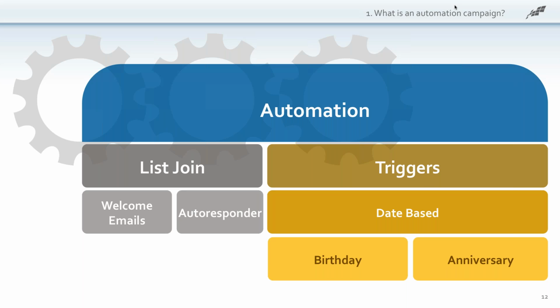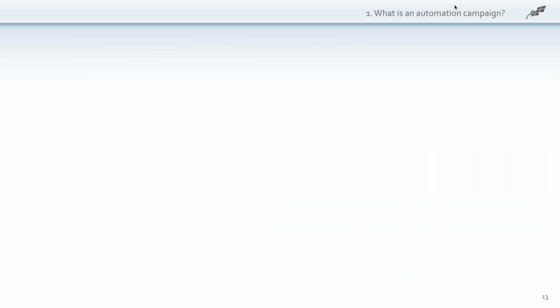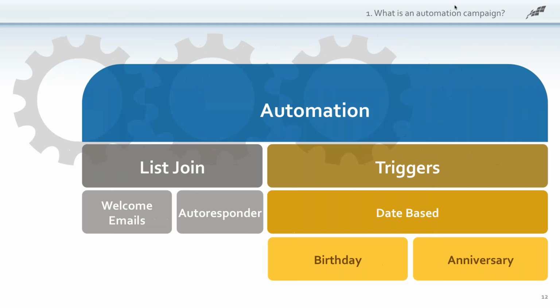So how does it work? Okay. So the most common way is, let's go back, the most common way is that they're going to join your list, right? And when they join your list here on the left side, they're going to get a welcome email. Always get a welcome email. We've set it up that they'll get a welcome email. Or they can also opt to choose into other lists that are going to trigger autoresponder campaigns, okay? Or it can be date-based, right? When they sign up, they get a birthday email or an anniversary email if you have set it up that way, okay?